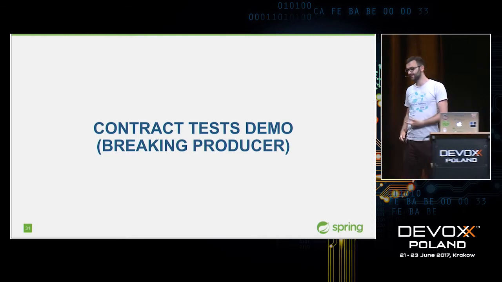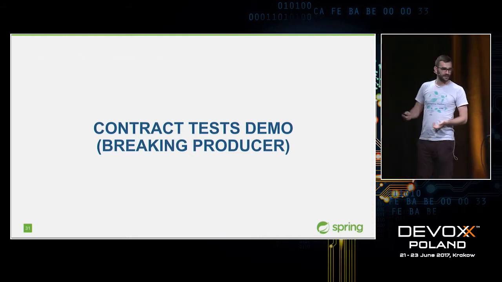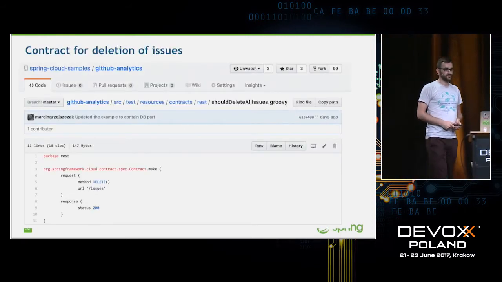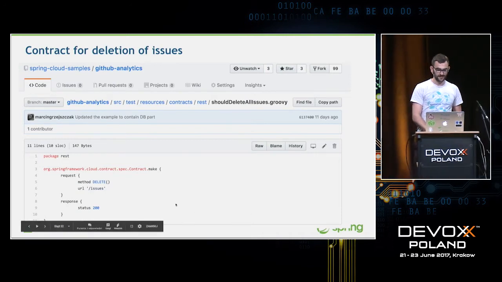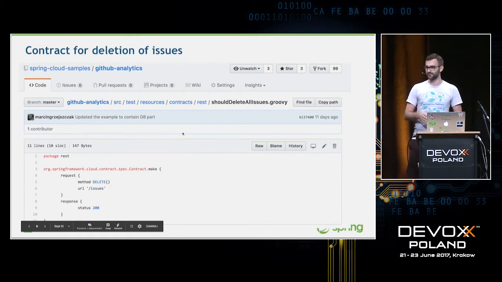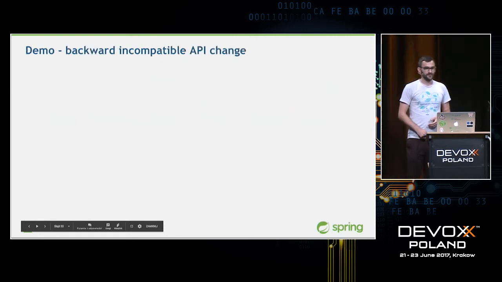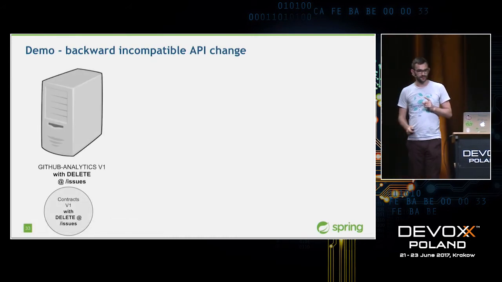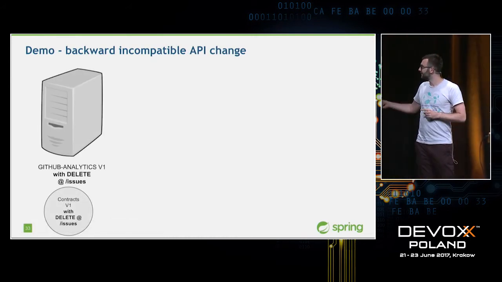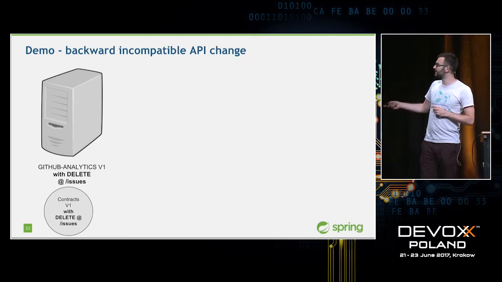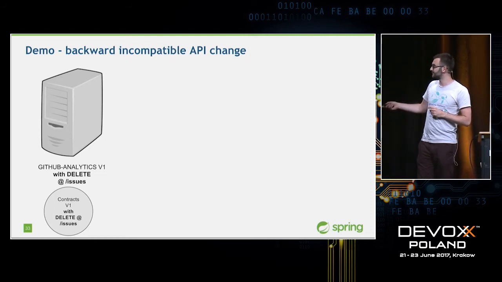Now, let's say that we want to break the compatibility of the API. So we have another contract where we define that I have a URL issues with a delete method. If you shoot it, I'm going to respond with 200. A very simple case. So this is the first scenario. So we have a v1 of the jar with the delete at issues and contracts that define the same thing, right? So I have an implementation of this, and I have defined it in the contract.